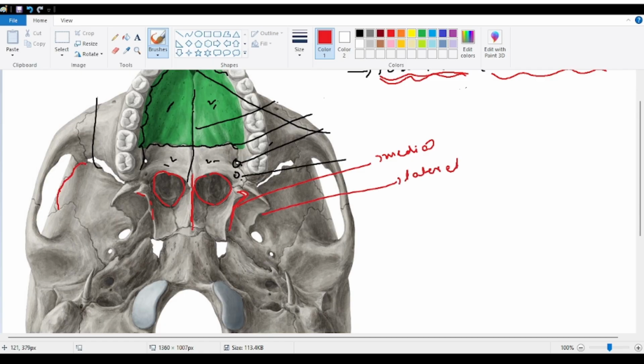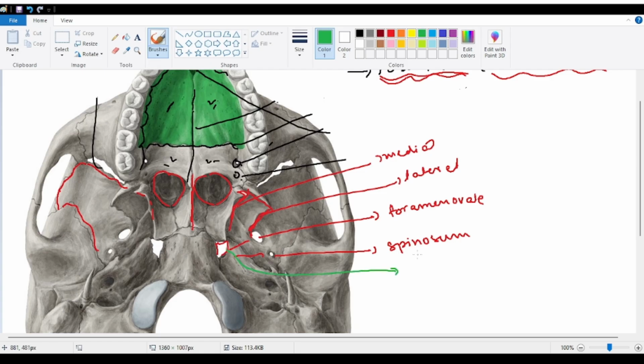Here you can easily identify the greater wing of the sphenoid. On the lateral aspect, posterior to the lateral pterygoid plate, you can see a foramen known as the foramen ovale, and more posterior and lateral to it there is a small foramen known as the foramen spinosum. Now medial to both the foramen ovale and the foramen spinosum, we can see this foramen over here.